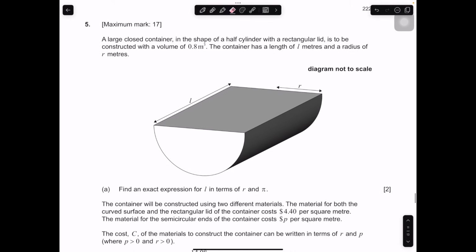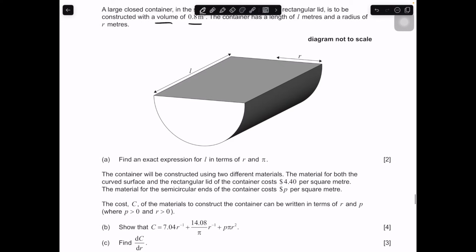All right, final question on paper 2. Should be a good challenge. Let's have a look. Maximum mark is 17. A large closed container in the shape of a half cylinder with a rectangular lid is to be constructed with a volume of 0.8 meters cubed. The container has a length of L meters and a radius of R meters. Part A asks us to find an exact expression for L in terms of R and pi. So we want to write L in terms of two other things, one a variable and one a constant, so in terms of r and pi.